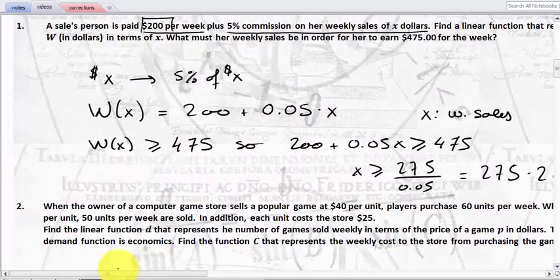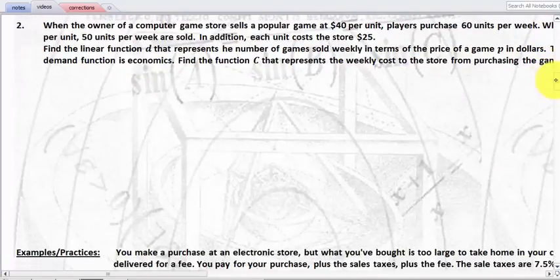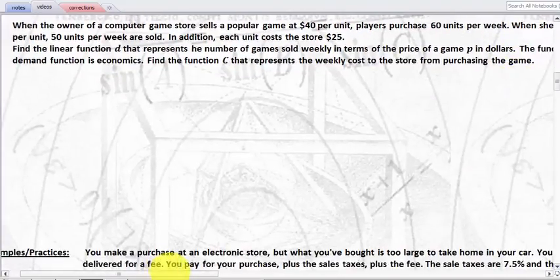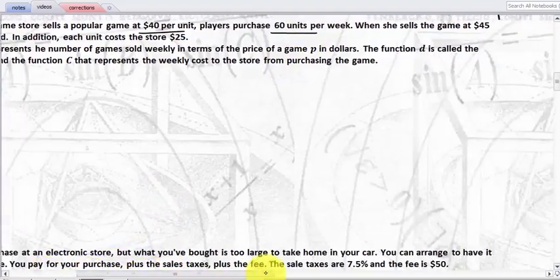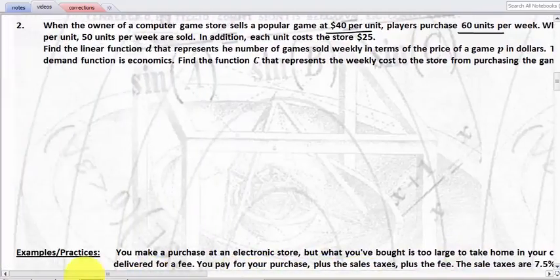Second example. Let's go now over the second example. When the owner of a computer game sells a popular game at $40 per unit, players will purchase 60 units. When she sells the games at $45 per unit, buyers will get 50 units. In addition, each unit costs the store $25. That's a cost to the store, right? To buy the game. Find the linear function D that represents the number of games sold per week.